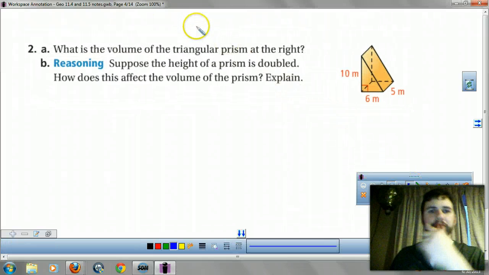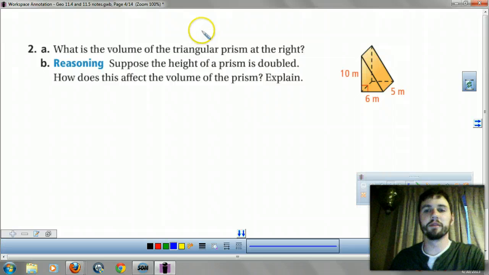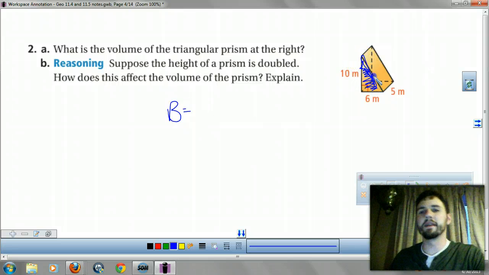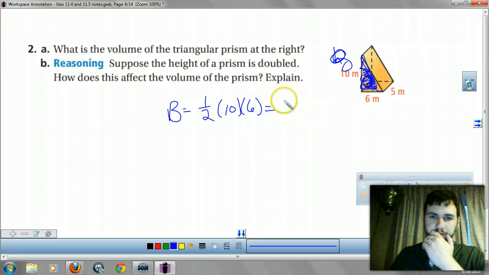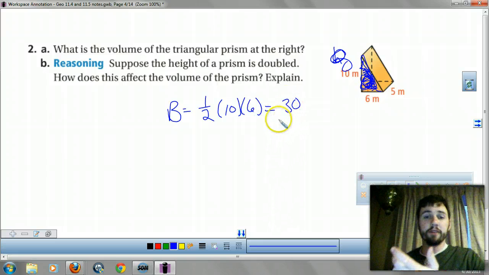Okay. What's the volume of this triangular prism at the right? First, I need to find the area of my base. My base is this triangle. The base is always a polygon that's not the rectangles, unless it is a rectangle. My triangle height is 10. Length is 6, right? It's going to be 1/2 times 10 times 6, which is 30. That's the area of my triangle.